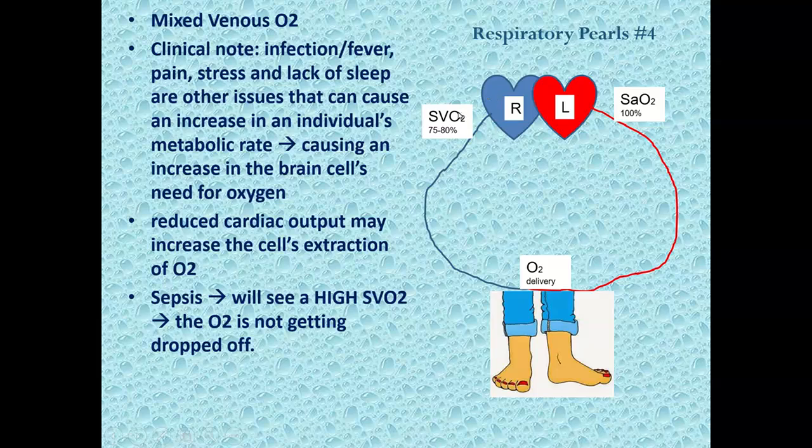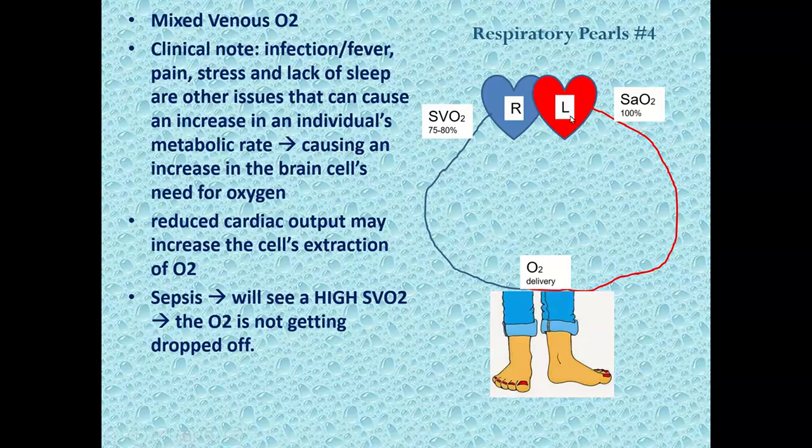And so that is where we will draw blood from a central venous catheter, and we'll measure the mixed venous O2. So SVO2 is the abbreviation for mixed venous oxygen saturation. Notice that normal is 75 to 80%.